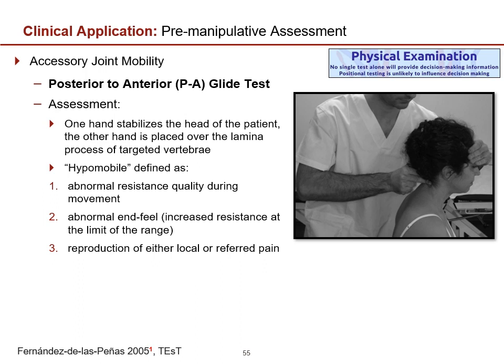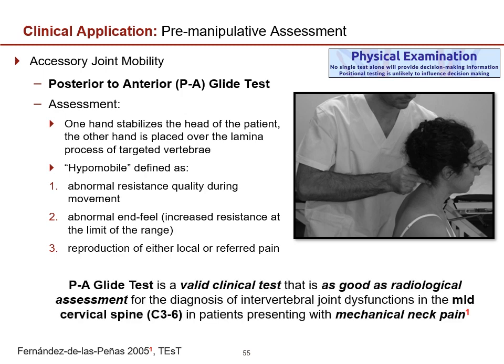That being said, it's important to note what they defined as being hypomobile, and that was an abnormal resistance or quality during the movement, abnormal or hard end feel, increased resistance at the end range, and the reproduction of either local or referred pain based upon the patient's complaint. And then you can see that this was also validated again through the mid-cervical spine, with the C3 and C4 segments having higher diagnostic properties based off the flexion extension radiographs that were taken.